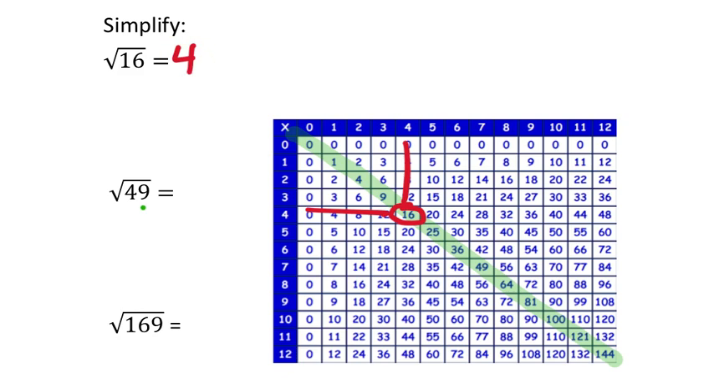Same with 49. So let's go and find 49. I'll do this in purple, actually. There's 49. It's on that diagonal. And the two factors, they should match. They're both 7s. So the side length of that square would be 7.